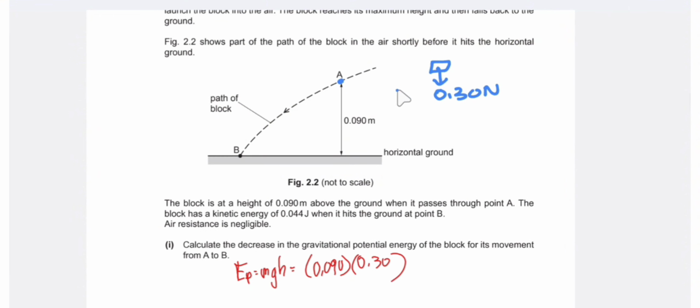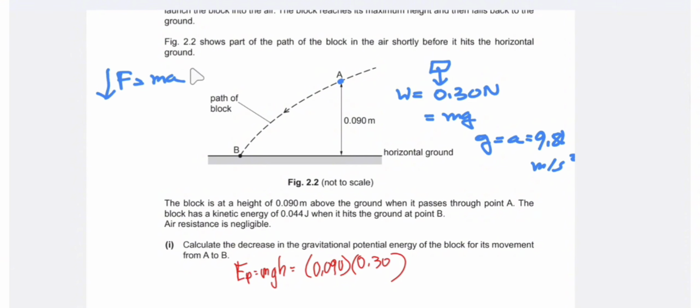So the weight is acting vertically downward, and we know that weight is equal to mass into gravitational field strength, and the gravitational field strength is the acceleration, which is 9.81 meters per second squared. We know that force is equal to mass into acceleration. Since the force is acting vertically downward, the acceleration is also acting vertically downward.